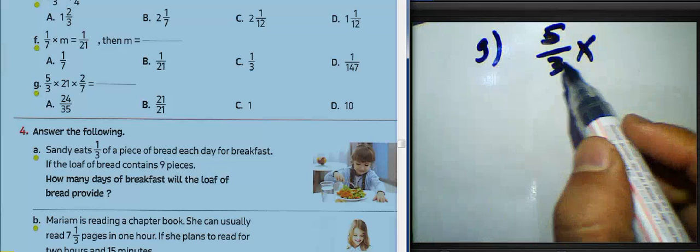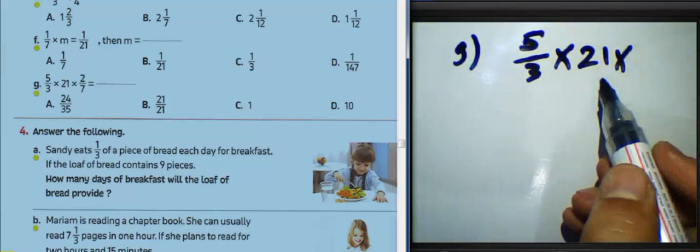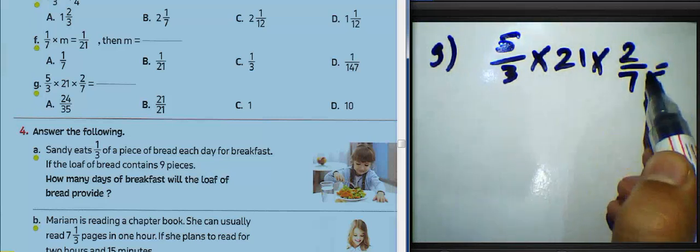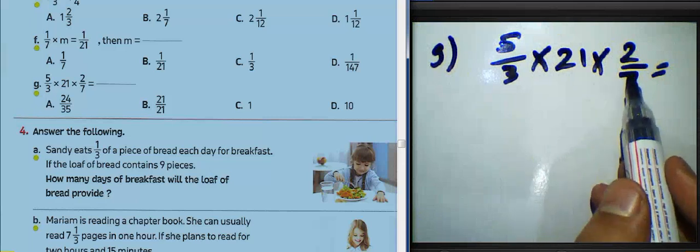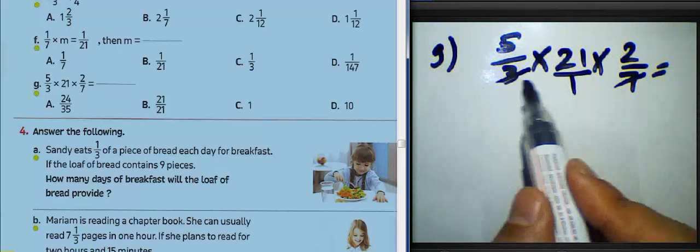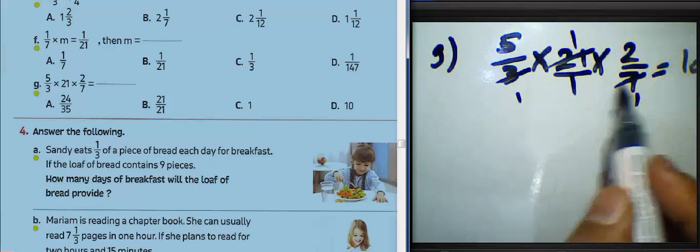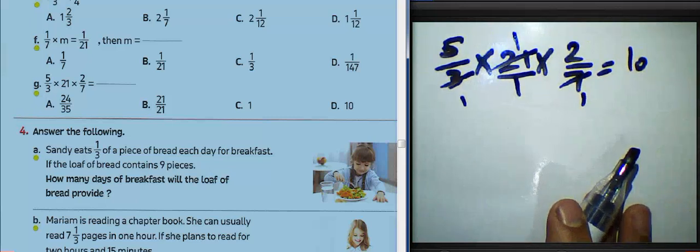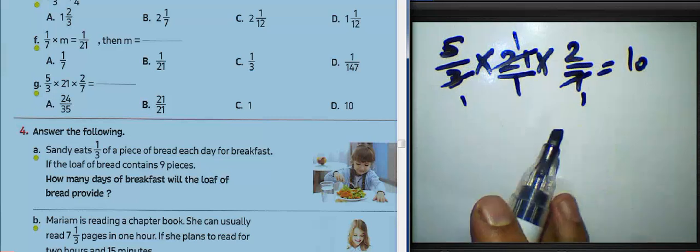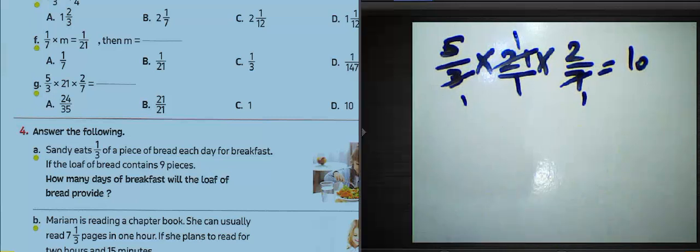Question letter G. 5 over 3 multiplied by 21 multiplied by 2 over 7. Who can tell me? We know 3 times 7 equals 21. We can cancel. 1, 1, and 1. 2 times 5 equals 10. 10 divided by 1 equals 10. So the result will be equal to 10. Letter D. Okay.